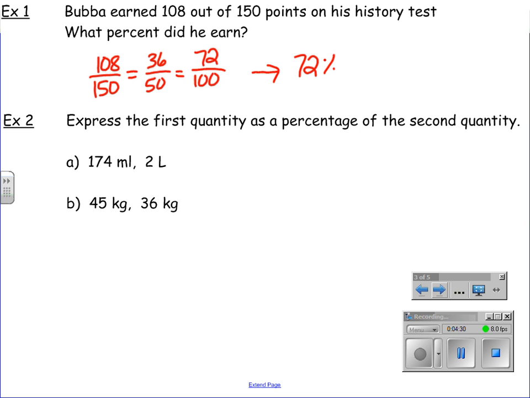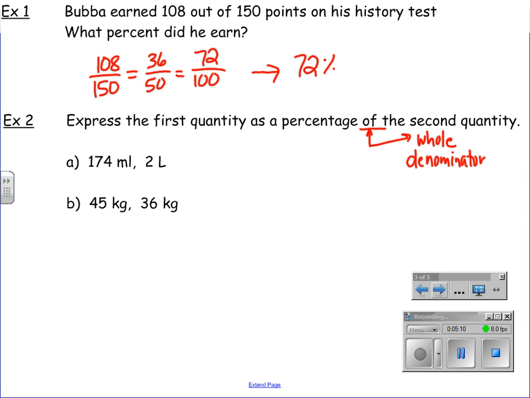All right, example 2, a different way of wording it. Express the first quantity as a percentage of the second quantity. Friendly reminder that "of" is the key word: the denominator, or the whole, follows it, and we always put that in the denominator. The second quantity is the base quantity and goes in the denominator.